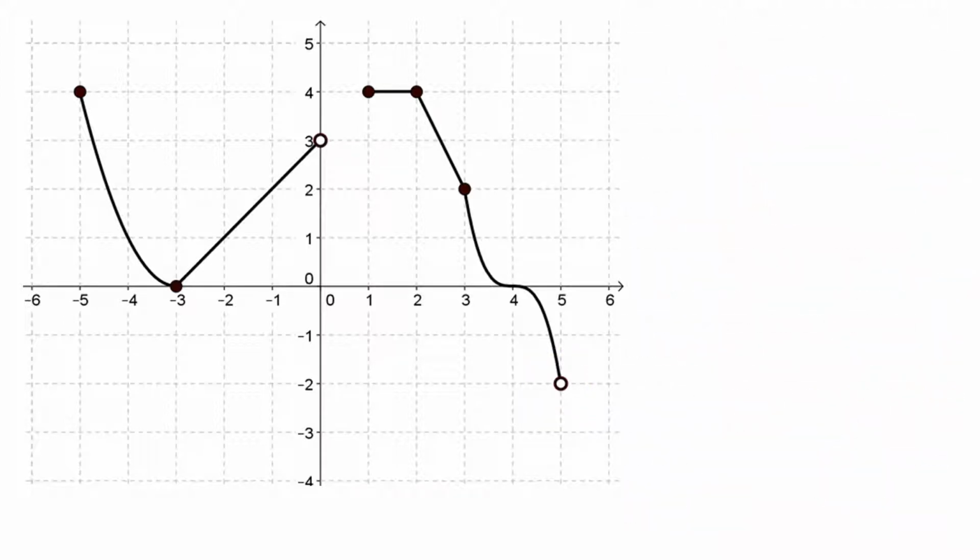The last attribute that we'll look at is called concavity. And concavity just refers to the curvature of the graph. And curvature of a graph results from a change in slope. If you imagine a straight line that has a constant slope, if you start changing the slope as you move along that line, you're going to create a curve or a bend in the line.